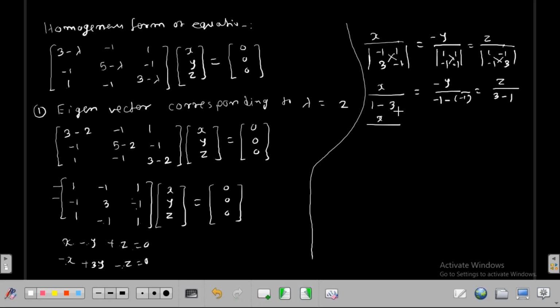So x divided by 1 minus 3, which is minus 2, equal to minus y divided by minus 1 plus 1, which is 0, equal to z divided by 3 minus 1, which is 2. So we get x by minus 2 equal to minus y by 0 equal to z by 2. Now divide throughout the equation by this 2 in the denominator. So we get x by minus 2 by 2, which is minus 1.